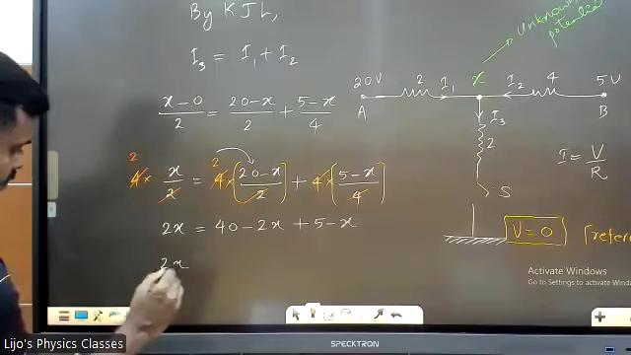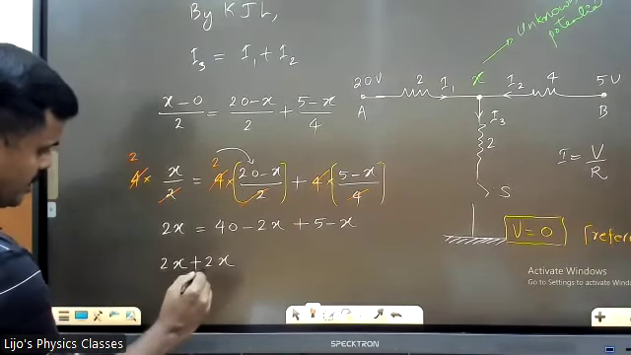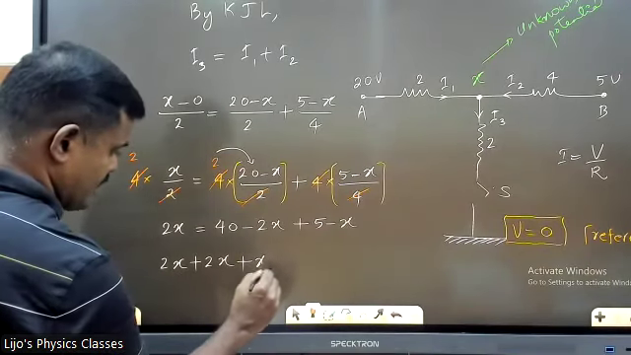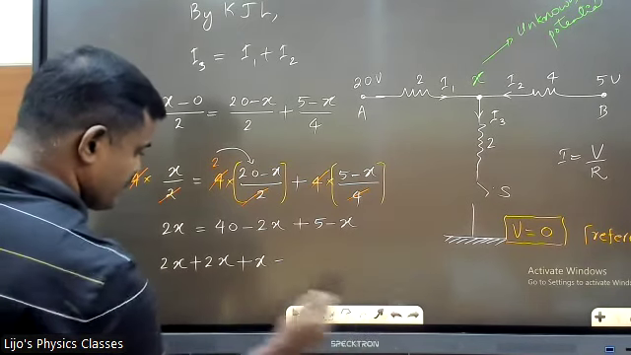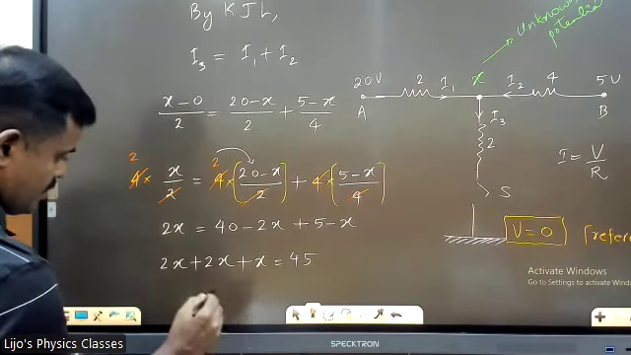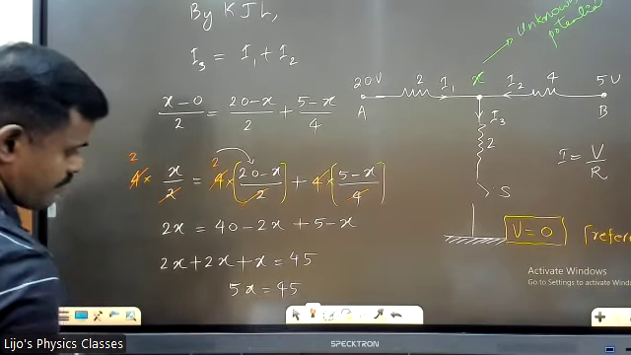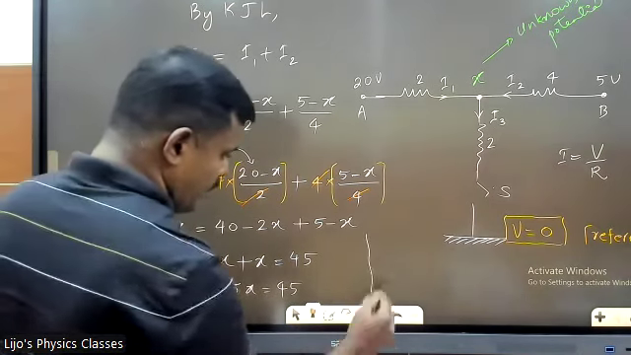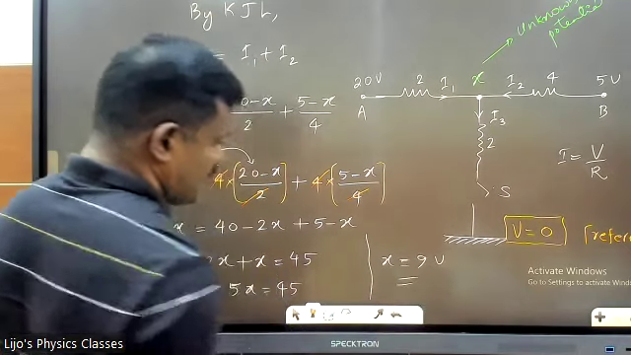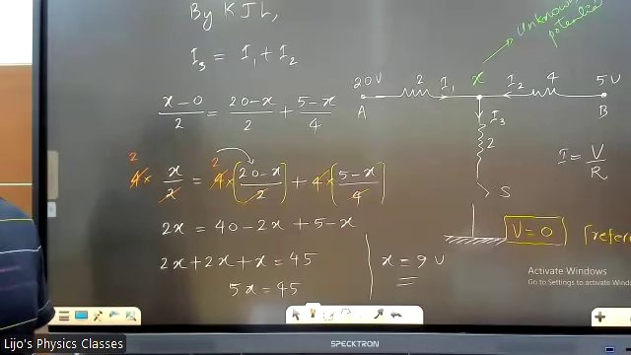Get those x's to the left hand side. 2x is already there. Minus 2x comes to the left side to become plus 2x. Minus x comes to the left side to become plus x. 40 plus 5 will be 45. So this is like 5x is equal to 45. Or x will be what? X will be 9 volts.